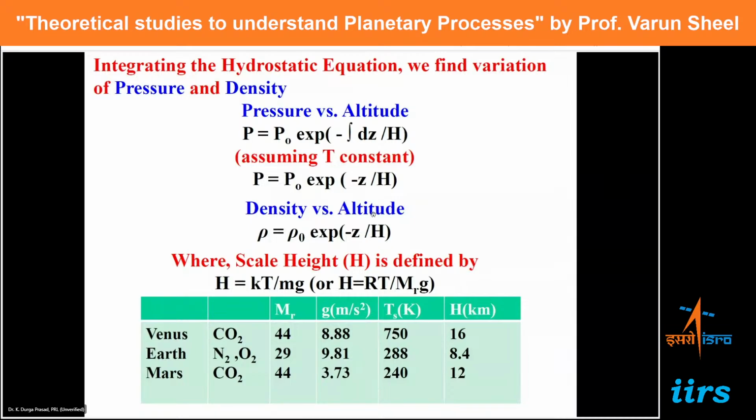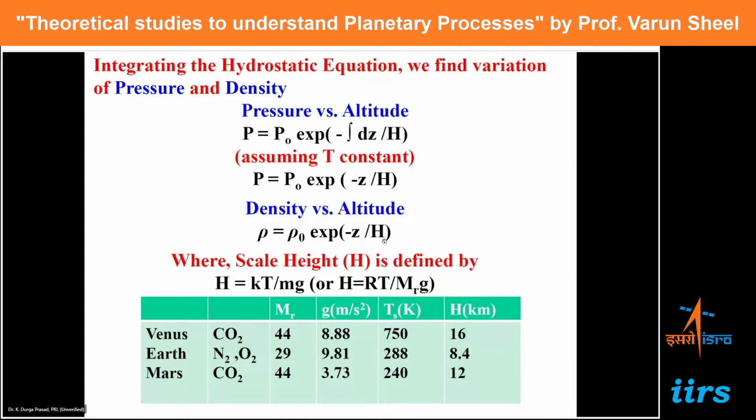where H is a parameter called the scale height, which is written as kT by mg, which is sometimes also written as RT by Mg. Scale height is defined as the height at which the species, or the number density in this case, decreases to 1 by e of its previous value. So if you have a surface, the scale height is where the density decreases to 1 by e of the surface value.